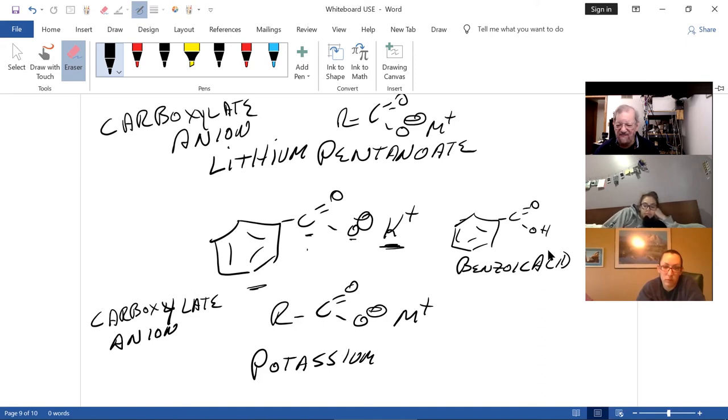How do you name that, like for an ester, which you also do for carboxylate anions? Drop the IC and the word acid and add ATE. And you have potassium benzoate. And that's how you do that. Everybody with me on that?